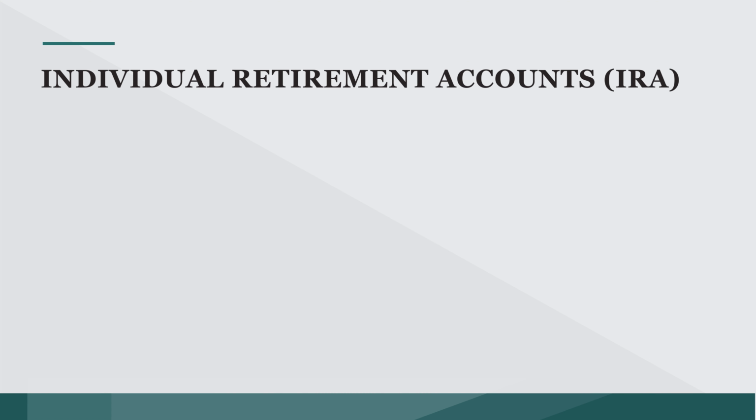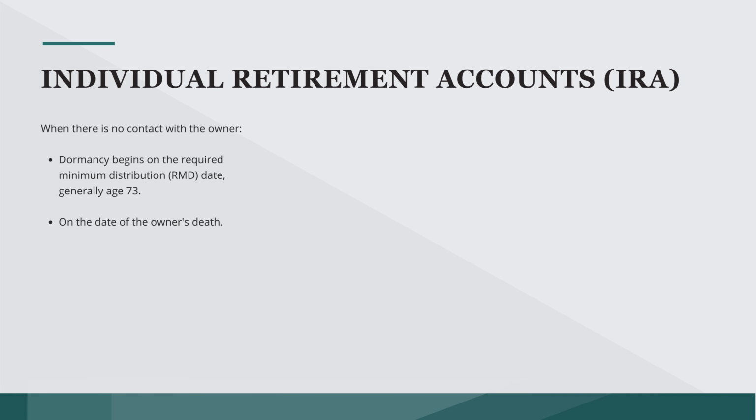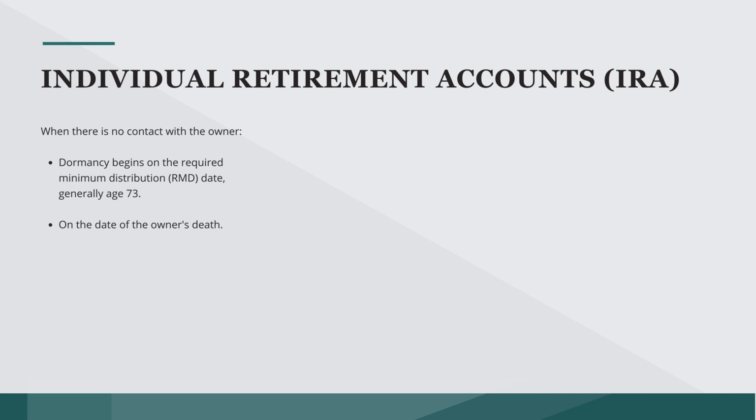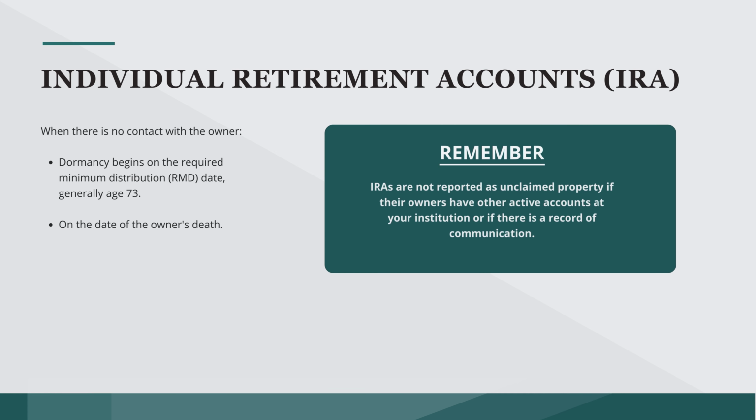Traditional individual retirement accounts, or IRAs, also have a 3-year abandonment period. When there is no contact with the owner, dormancy begins on the required minimum distribution date or the date of the owner's death. Again, IRAs are not reported as unclaimed property if their owners have other active accounts at your institution or if you have record of communication with the owner.